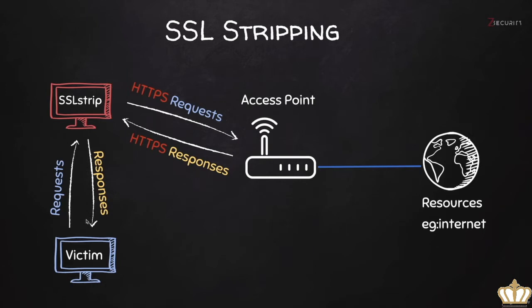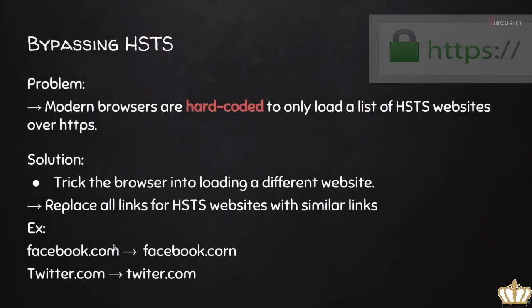So there's nothing we can do really once we become the man in the middle, because the browser is doing this check locally. It's checking this against a list that is stored on the computer itself. Therefore, the only practical solution at the moment to bypass HSTS is to make the browser think that it is loading another website. To do this, we're going to replace all HSTS links in loaded pages with similar links, but they're not the same links.